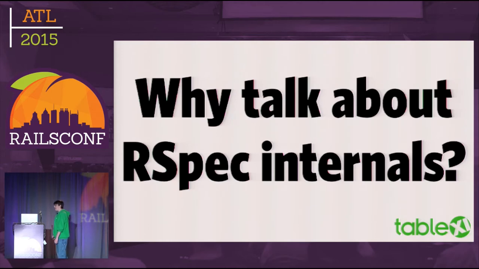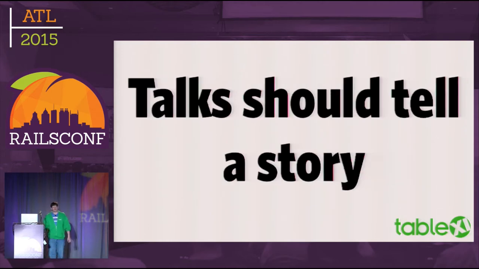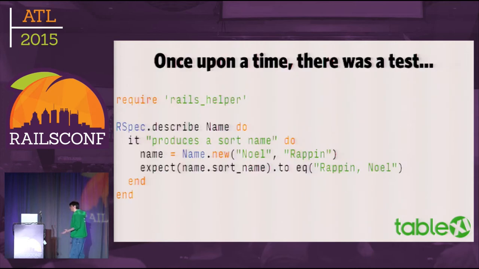I always tell people that technical talks, even technical talks, should tell a story. There should be a beginning, middle, and an end. My story, I guess, is once upon a time there was a test, and we'll go from there. This is a minimal RSpec test. This is about as small as I could make it and still have it recognizably do something. We're going to walk through the stages that RSpec goes through to convert this first to internal representation and then to execute that representation and turn it into a pass or a fail.